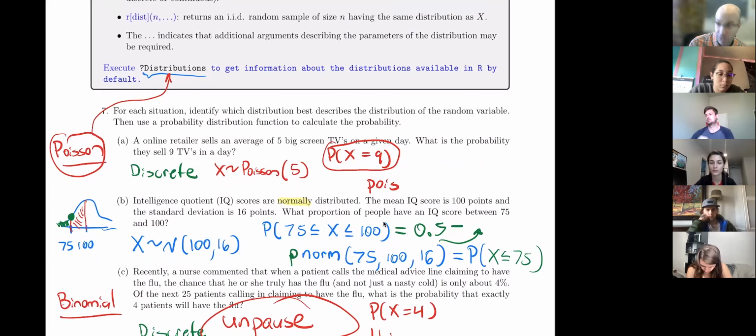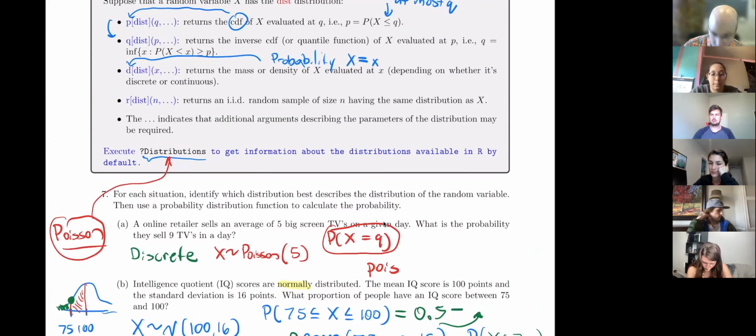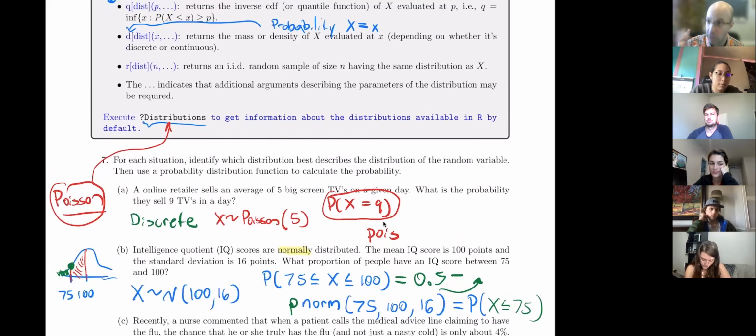And the next thing is, well, what's the prefix that I am going to use? For the group that used Poisson here, what was the prefix? Are we going to use a P, Q, D, or an R here? I use D. That's right, because we want to know exactly 9. So that's correct. So we're going to put a D here. And then we put 9 and 5.